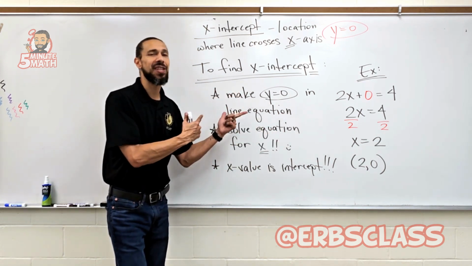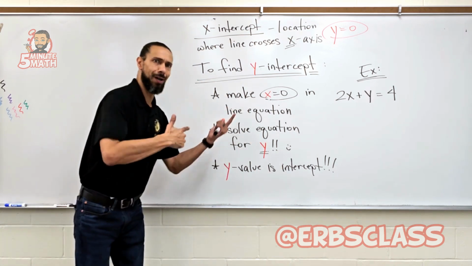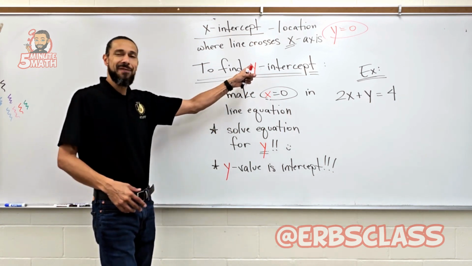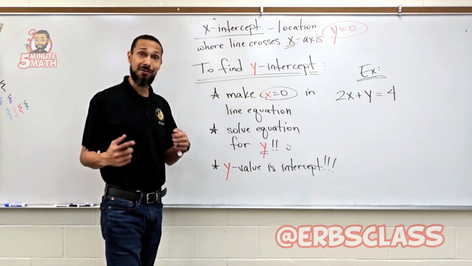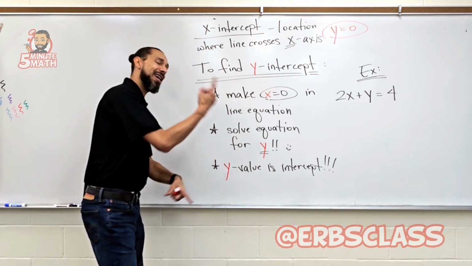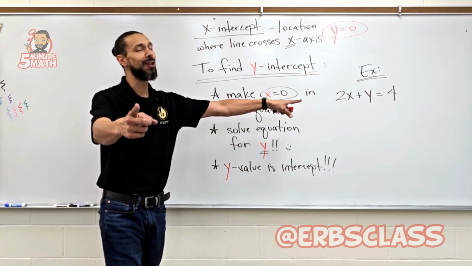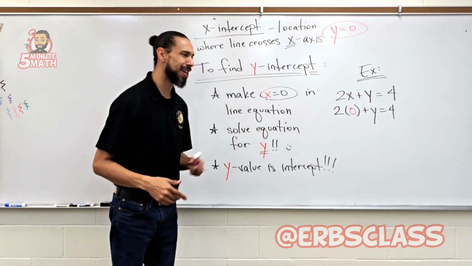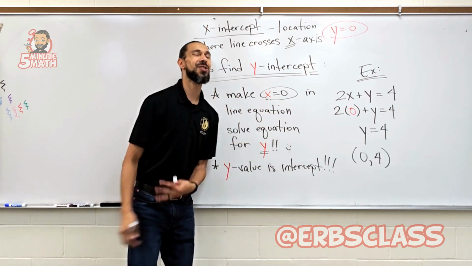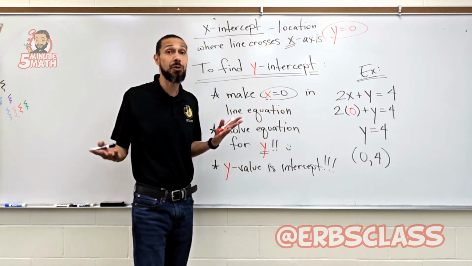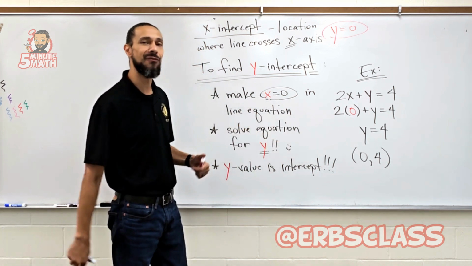Now if I do this for the x-intercept, I bet it's very similar for the y. If I'm finding the y-intercept, remember the x value is 0, so I'm going to set x equal to 0. Then I solve for y, and the value I get is the y-intercept. Same equation, different intercept. 2 times 0 is 0, and 0 plus y is just y, so we don't have to do any further solving. y equals 4, the intercept is 4, and that location is (0, 4).